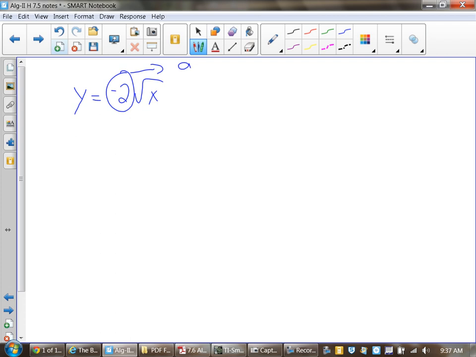All right. When you go to plot this, when you're looking at square root, the points that you would plot are going to be 0, 0, 1, 1, and 4, 2. Do you agree? That's what your generic y equals square root of x would look like.